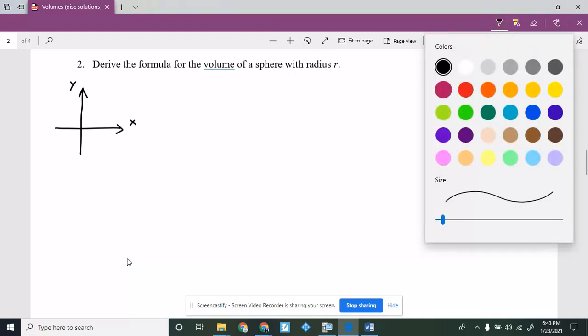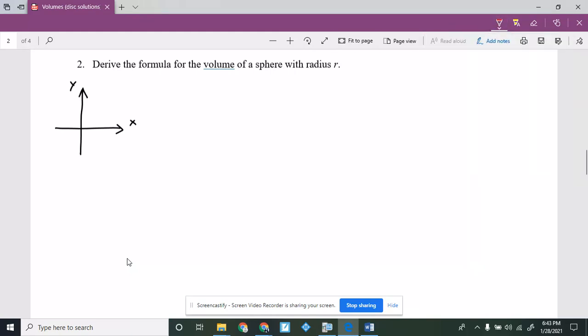So if I go ahead here and let's go red, and I kind of drew just the upper portion of a semicircle, right, with a radius of r. I don't know what the radius is, so I'm going to call it r. So that would be like r, and that would be like negative r. So then what would the equation of this be?